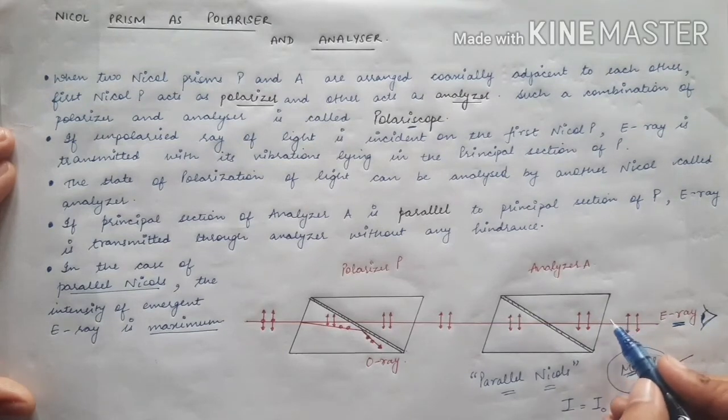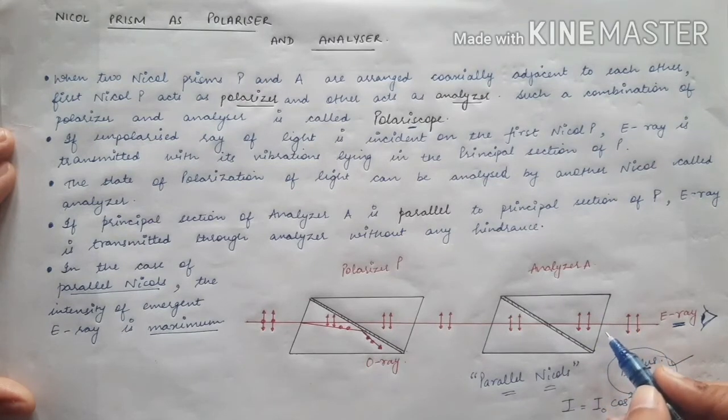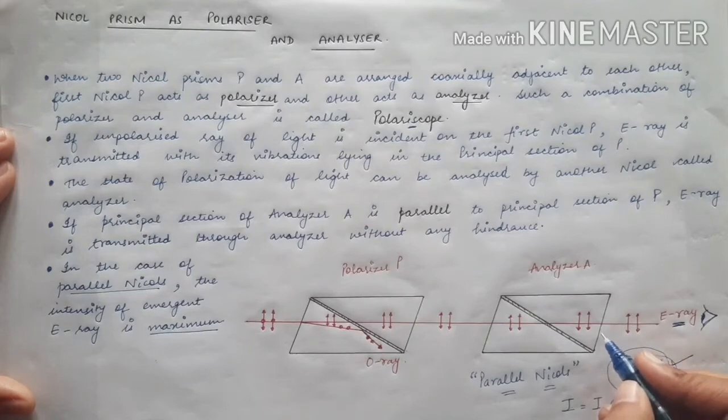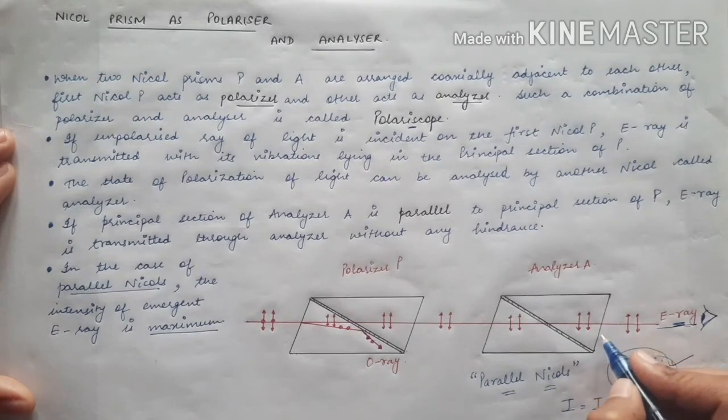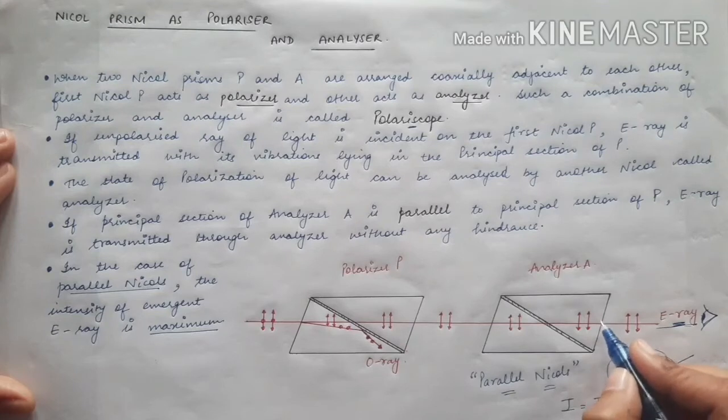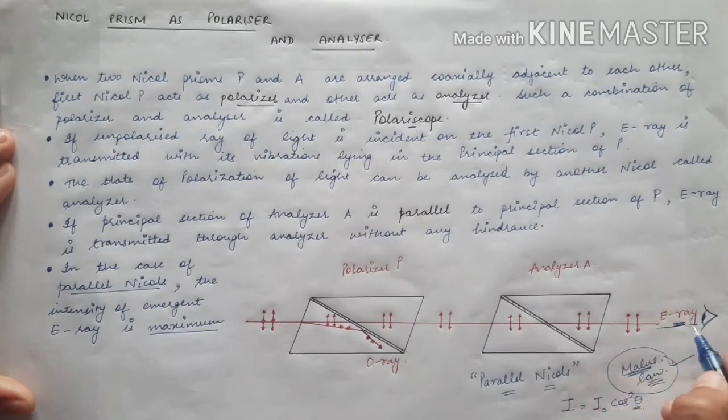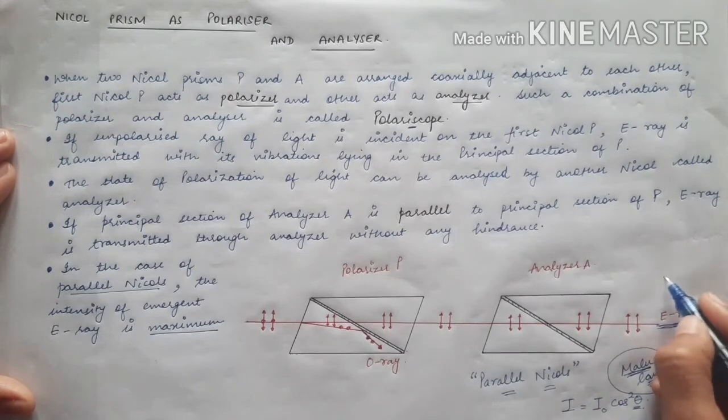Then when this second Nicol prism is rotated by 90 degrees, at that point there will be no emergent ray. After the 90 degree rotation of the second Nicol prism, you will see that no light is emitted. That is, the intensity of the emergent ray is 0 in that case.